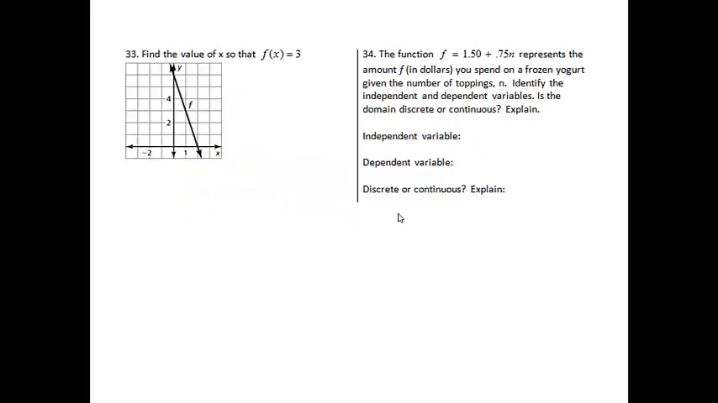Right, number 33, find the value of x so that f of x equals 3. And remember again on these ones, f of x is the y value, so we're going to go up to y equals 3, which is right here, and then go over to my function. So that's where I'm looking at what x value corresponds with that. That is at x equals 1. And some people very nicely on the last test wrote this as f of 1 equals 3, and I really liked that. So bonus if you happen to do that again.